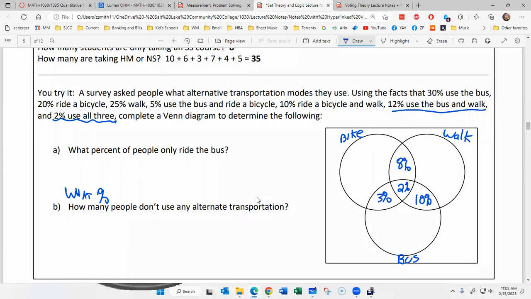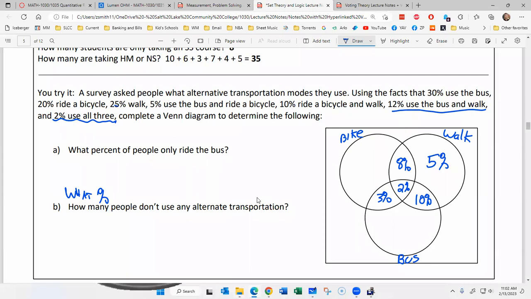And we work back. 25% walk. 25% are in this walk circle. We already have 10 and 10, 20%. So the other 5% is here. Those 4 numbers add up to the 25.